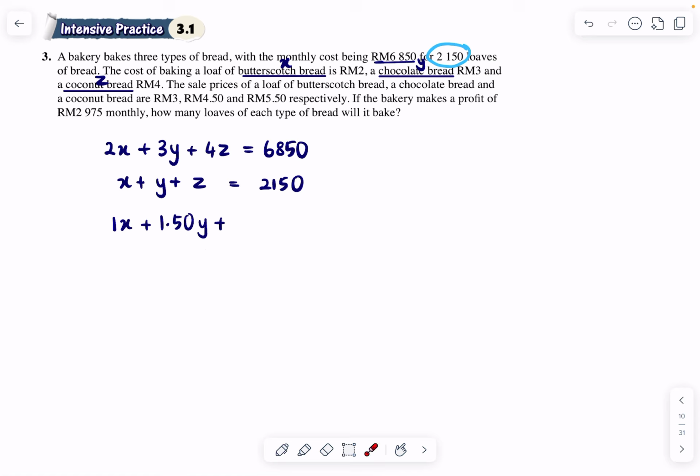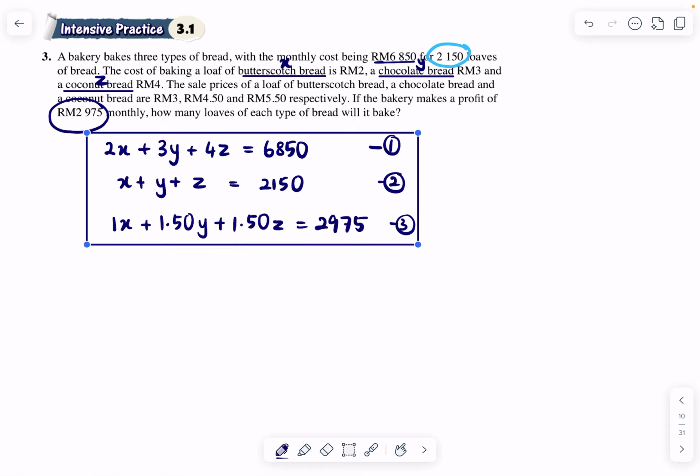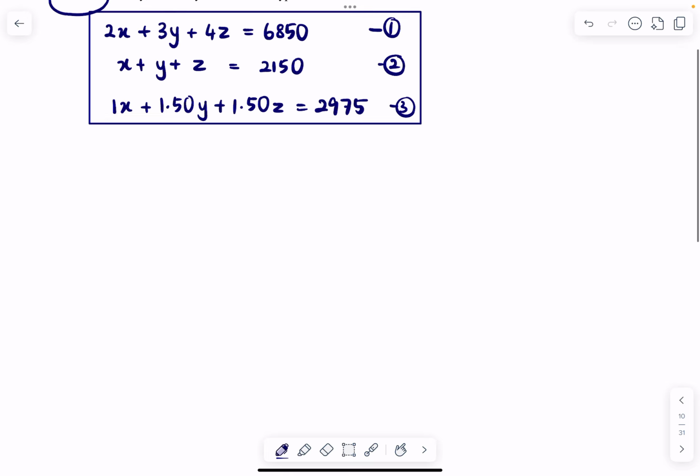Y, and then coconut bread is 550, cost price is 4 ringgit. So 550 minus 4 is 150. So 150 of Z. Total profit is 2975. So equation 1, equation 2, equation 3. This will be our 3 equations. Done. Okay, from here we need to figure out if we want to solve it using the substitution or elimination.